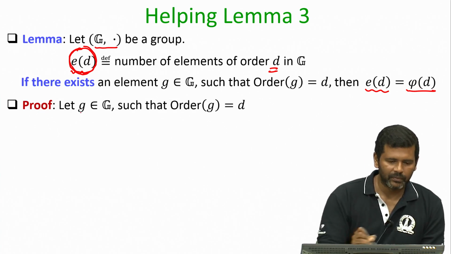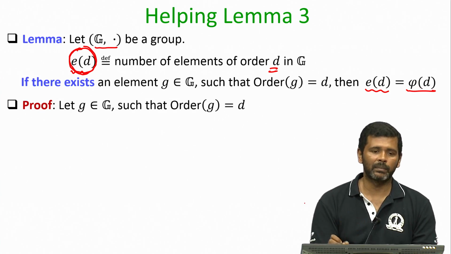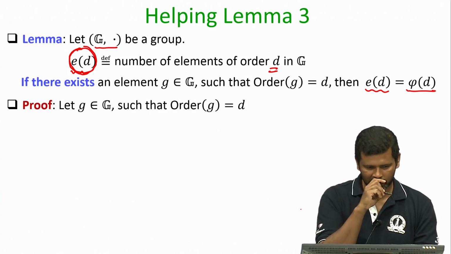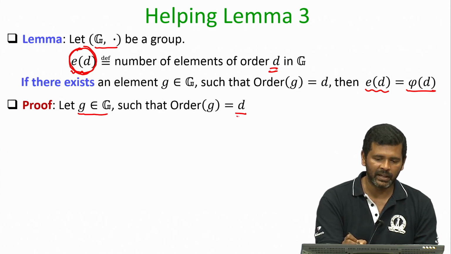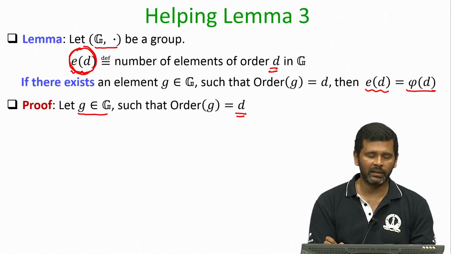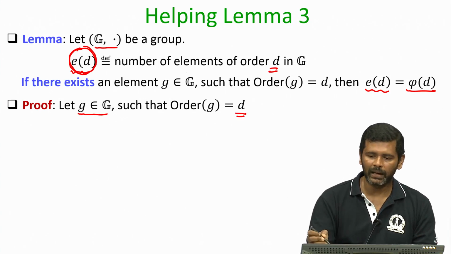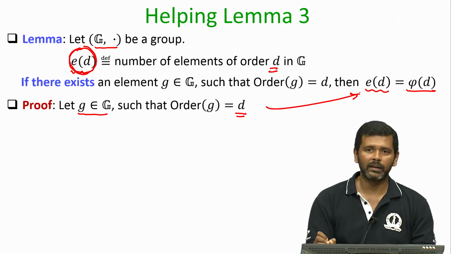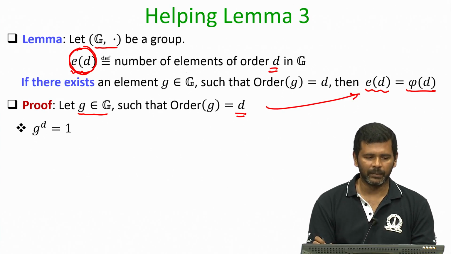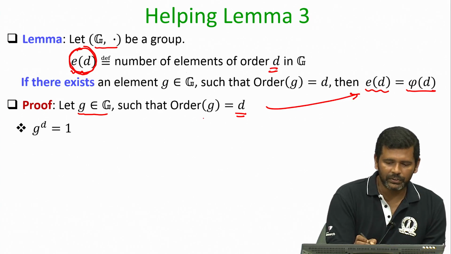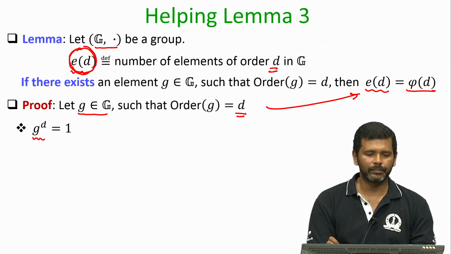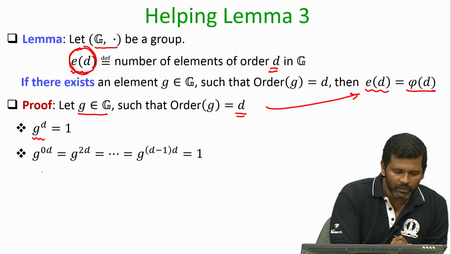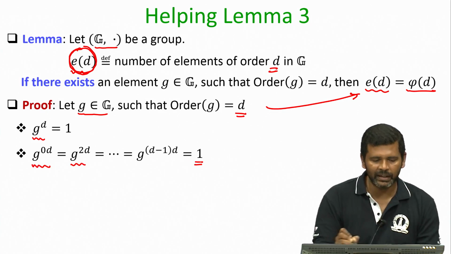So, the proof will be as follows. We will take the help of helping lemma number 2, which we have just proved. So, imagine g is an element of the group whose order is indeed d. That means your set E of d is not empty, and my goal is to show this property regarding the cardinality of the set E d. Since the order of g is d, I can say that g power d will give you the identity element. And if you look closely here, each of these powers of the element g also will give you the identity element.